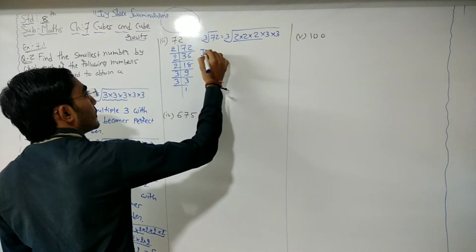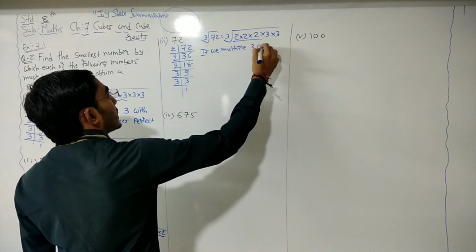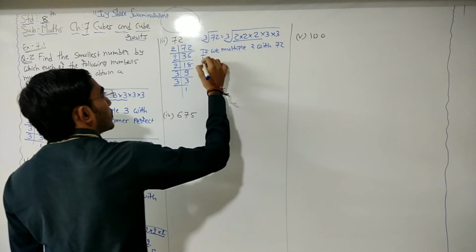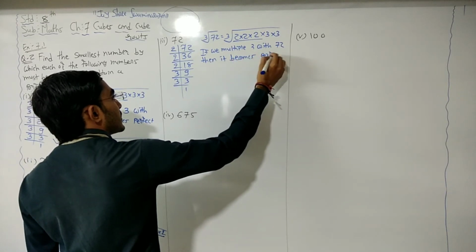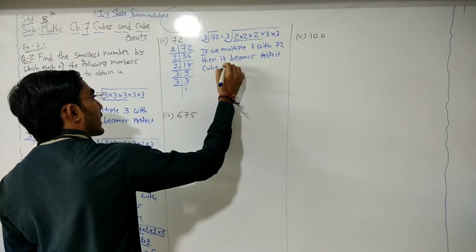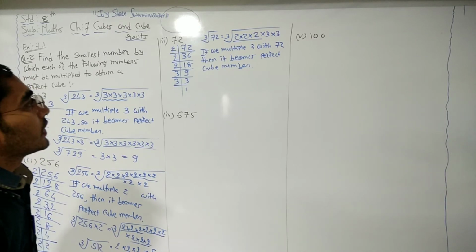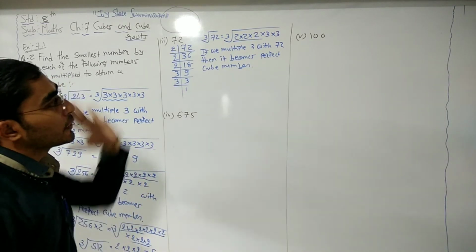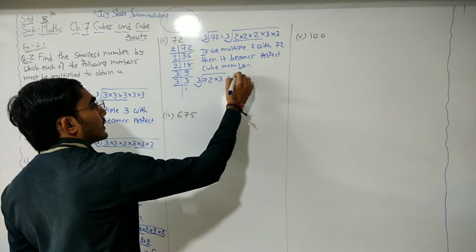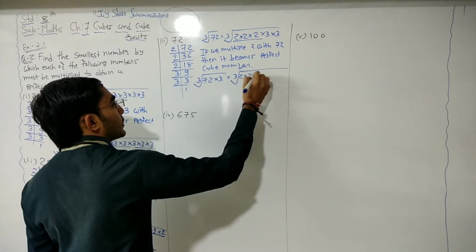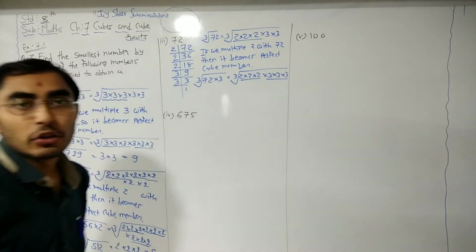Okay, so if we multiply 3 with 72, then it becomes a perfect cube number. Okay, so on both the sides we need to multiply 3. So here 72 multiply 3. So here 2 multiply 2 multiply 2, 2 times 3, and one more time we add here, so one pair of 2 and one pair of 3.